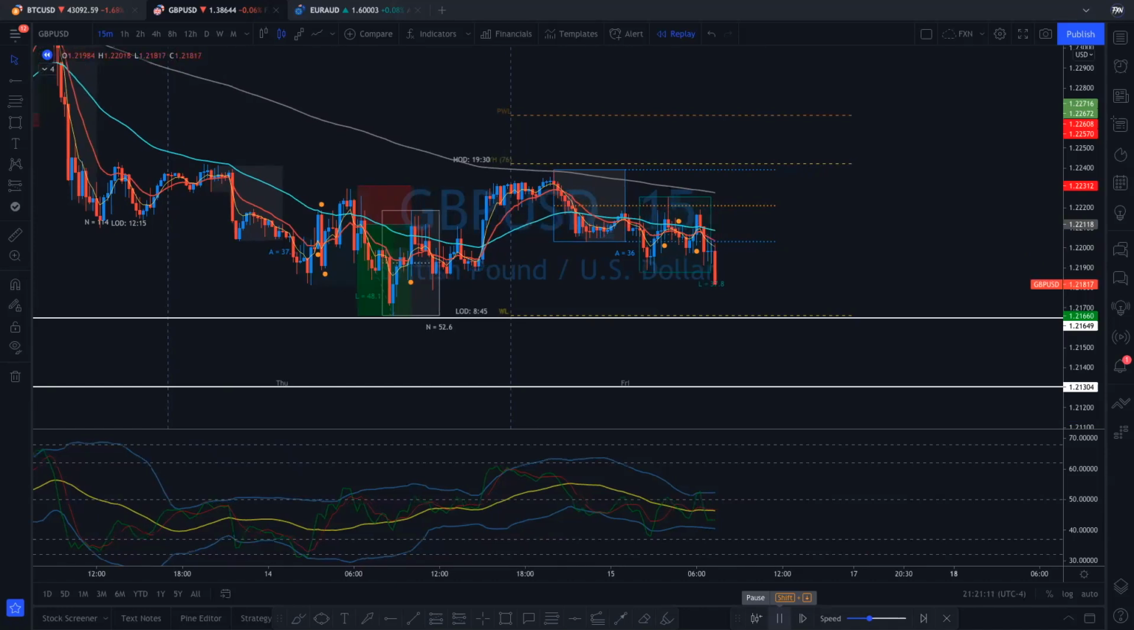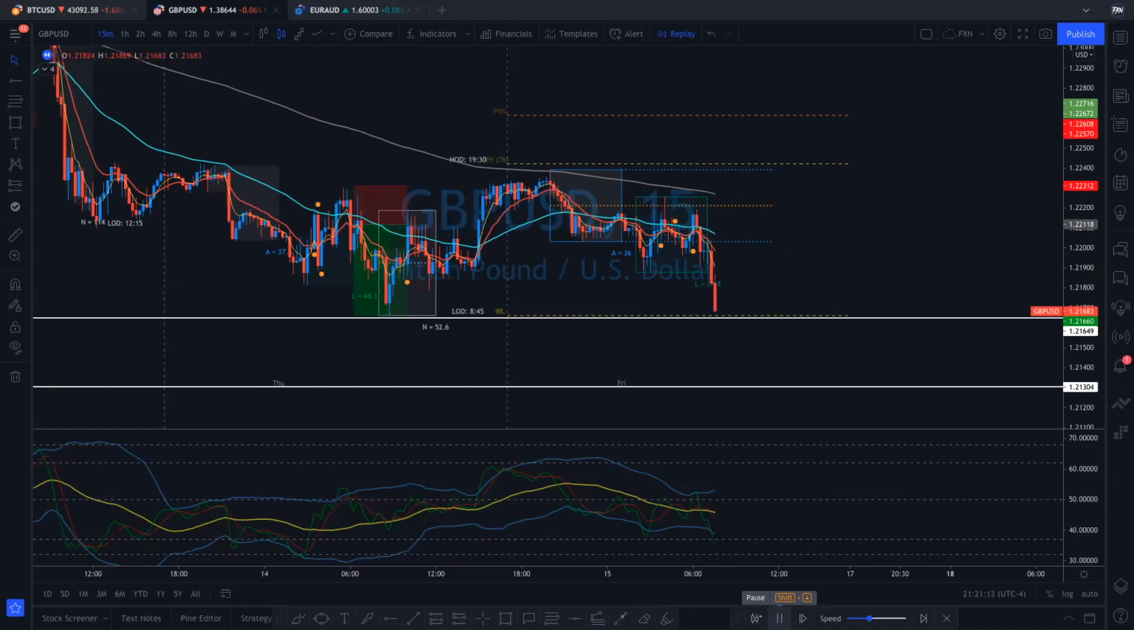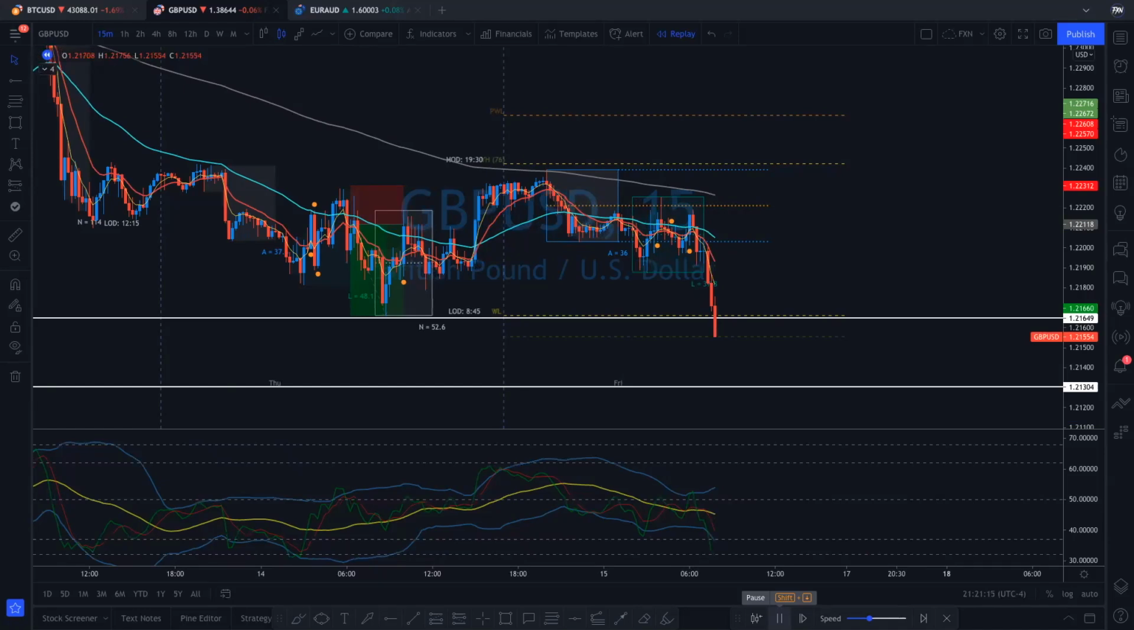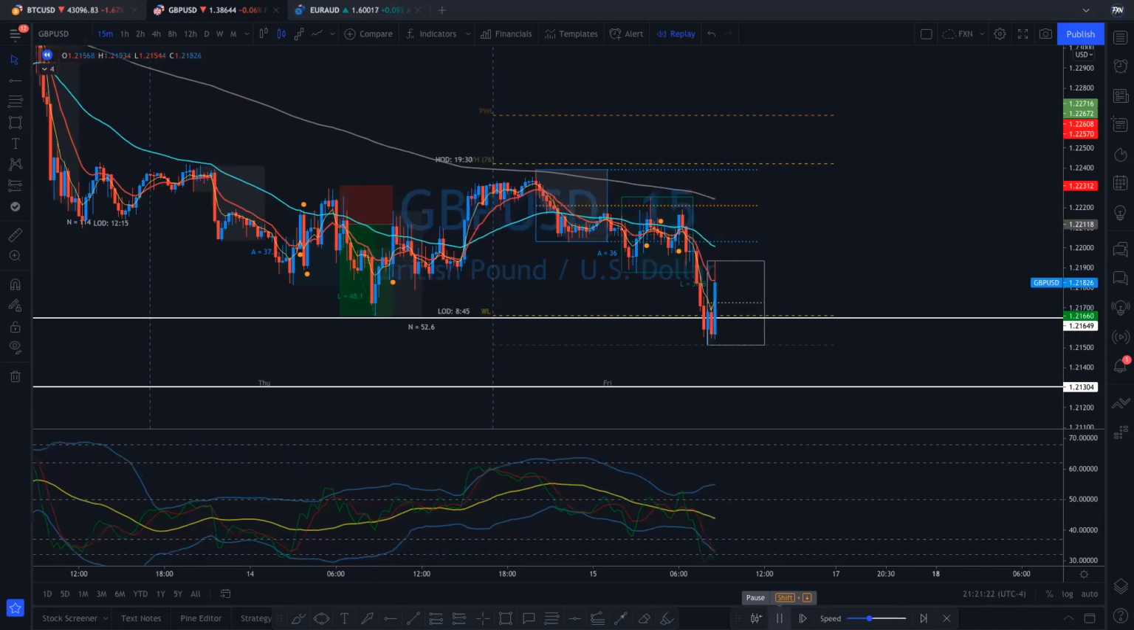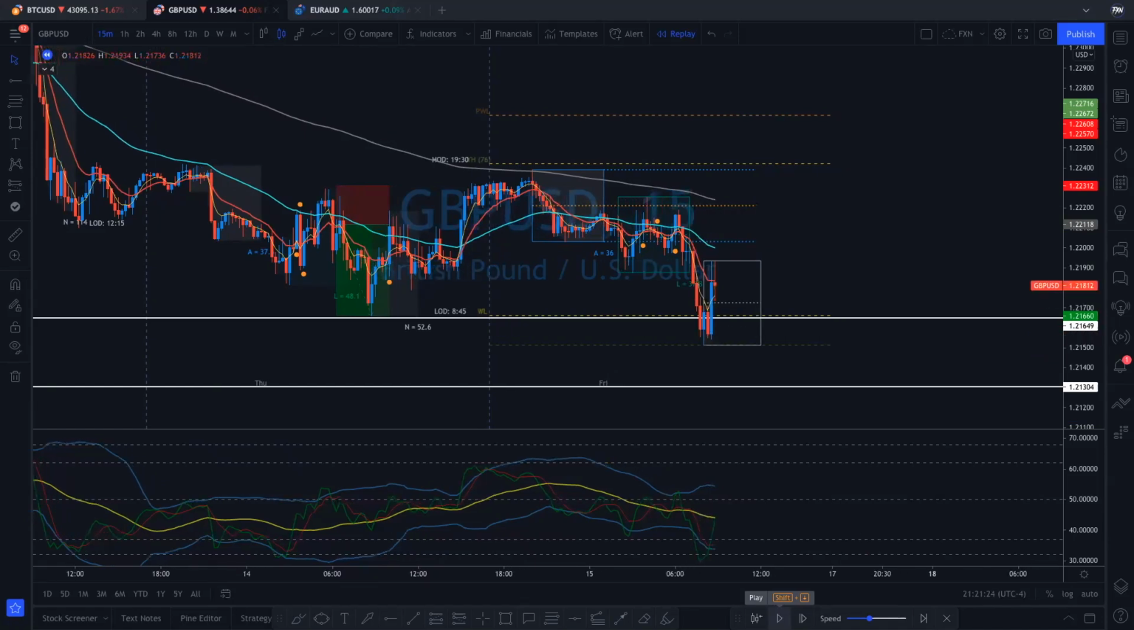Yeah, a lot of consolidation. There you go, there's your break. You literally see that would have worked out pretty good. That would have worked out perfect if you had the sell stop or the sell limit order there.